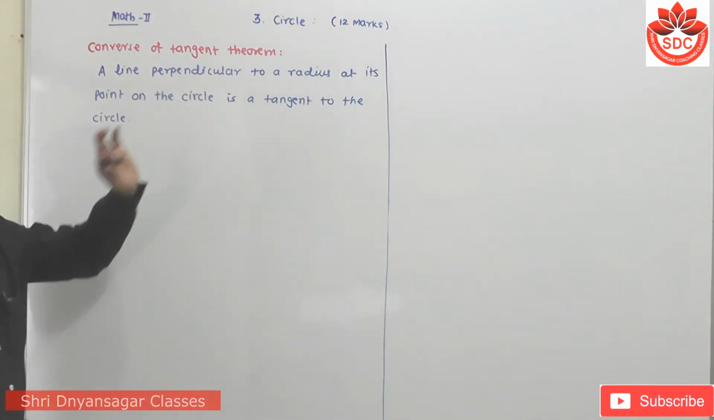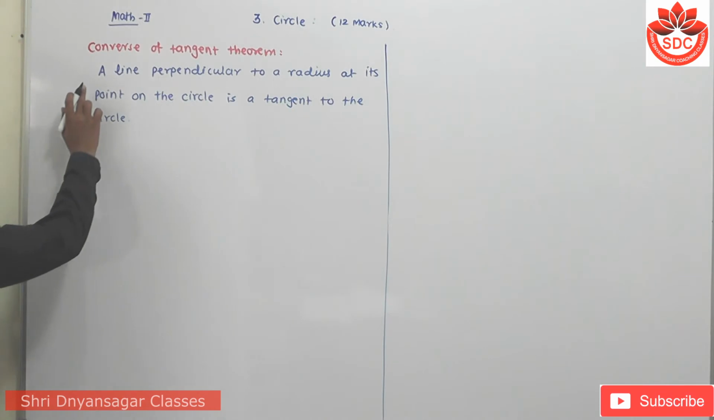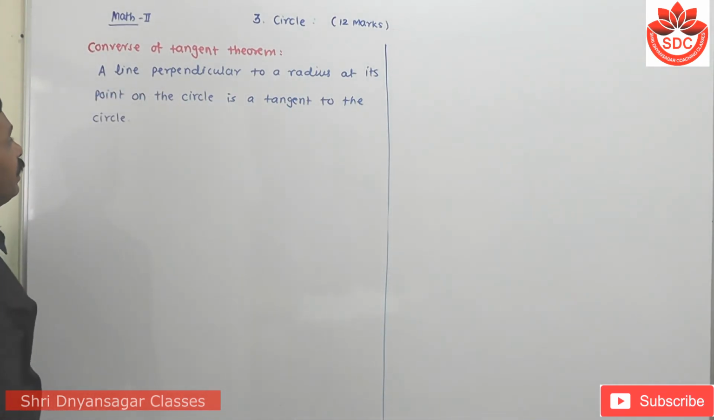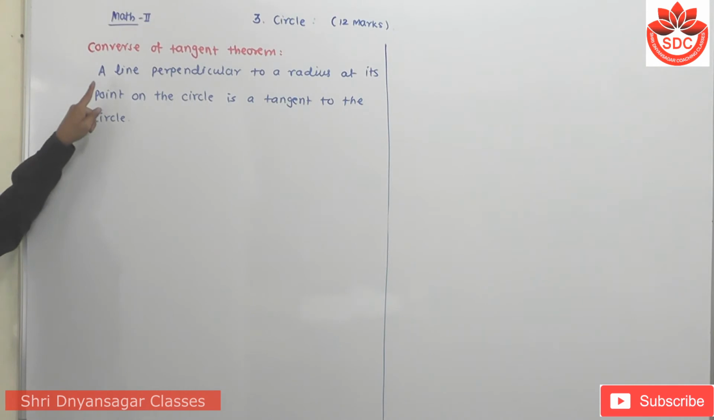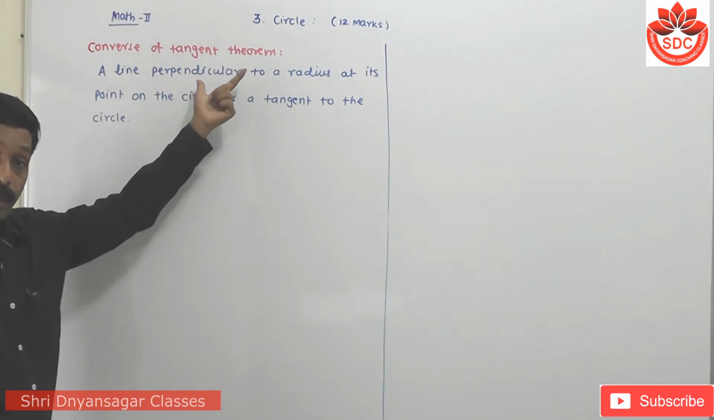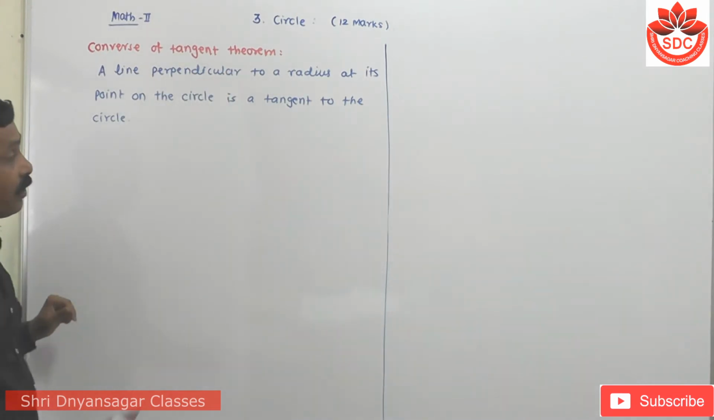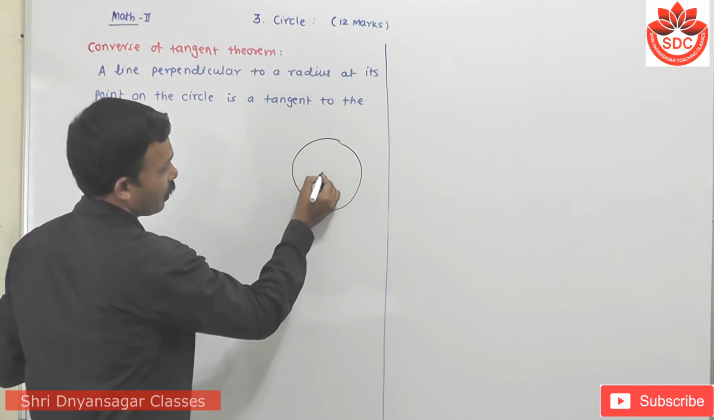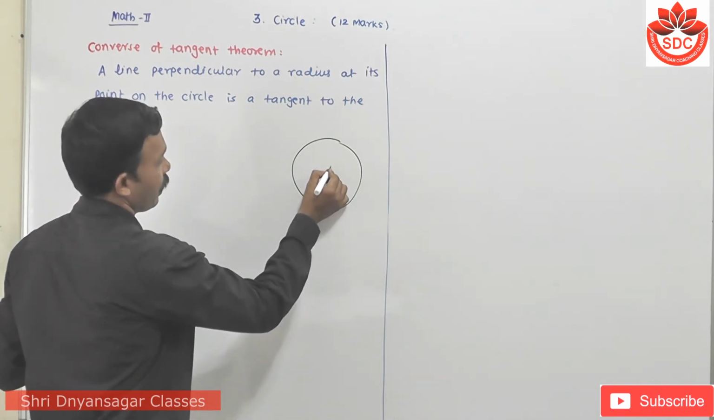The converse of the tangent theorem is that a line perpendicular to a radius at its point on the circle is a tangent to the circle. A line perpendicular to the radius. So by using this, I will draw the figure. Suppose that this is the circle. This is any center. Suppose we take here center as M.